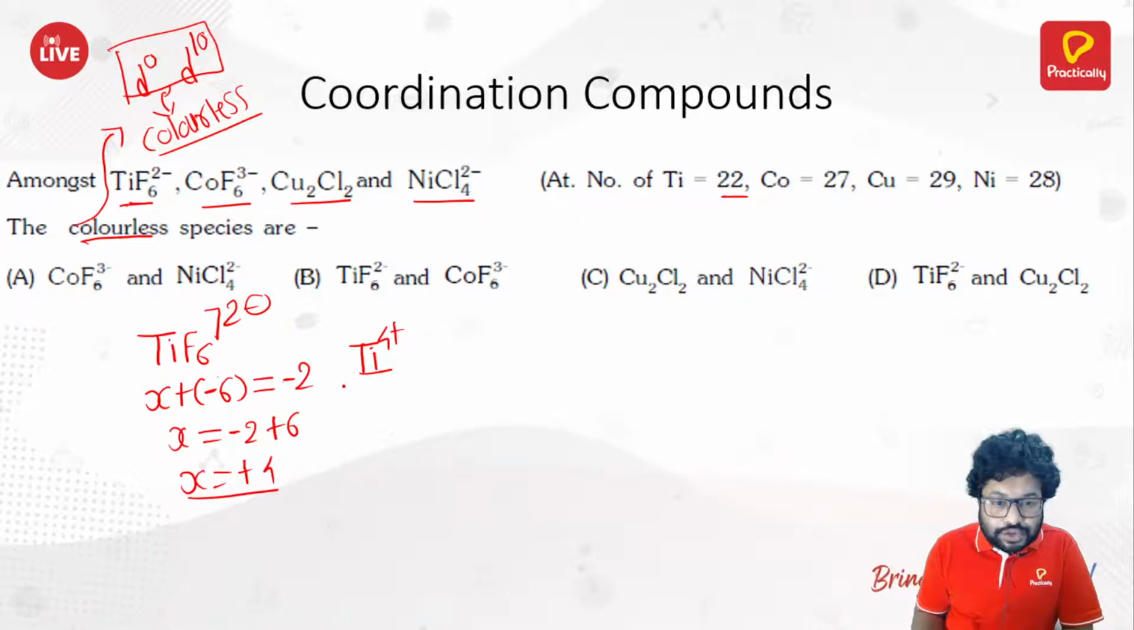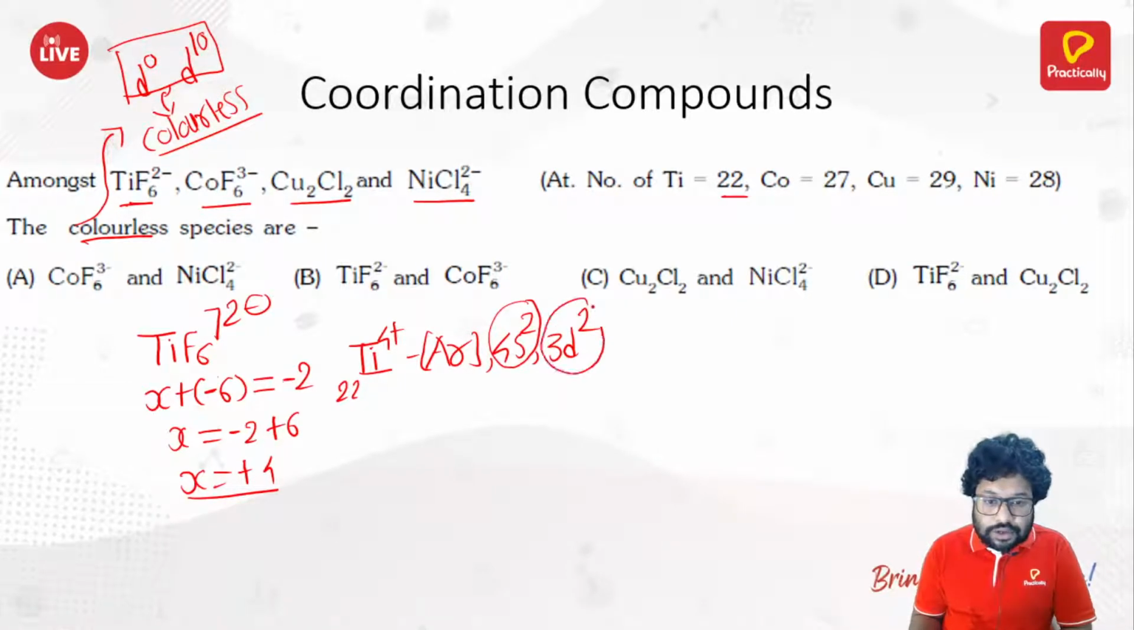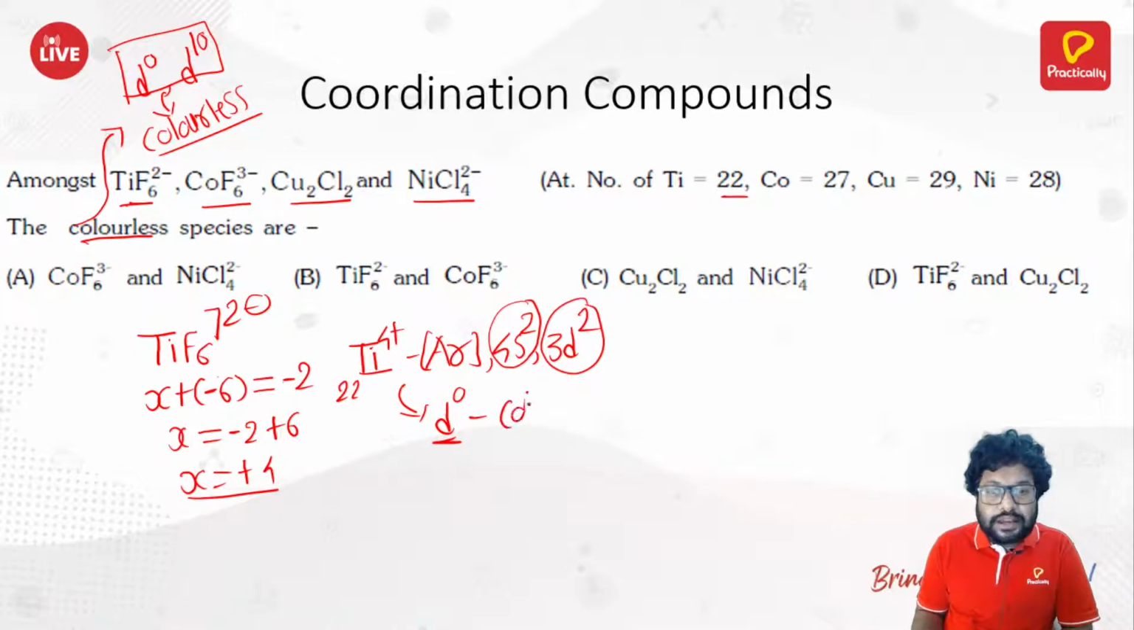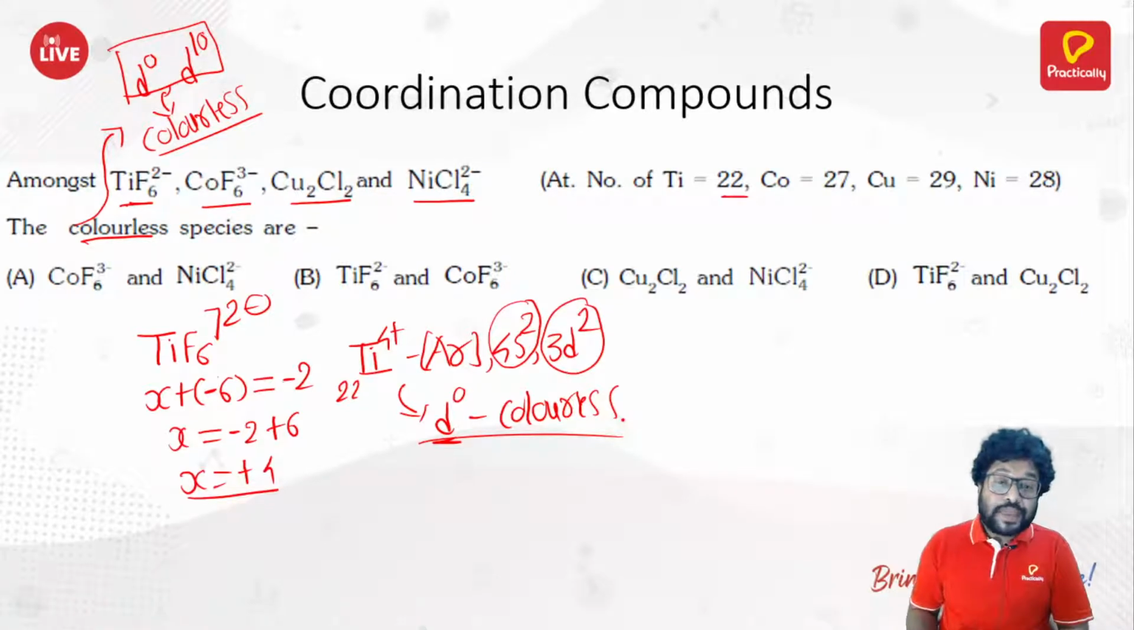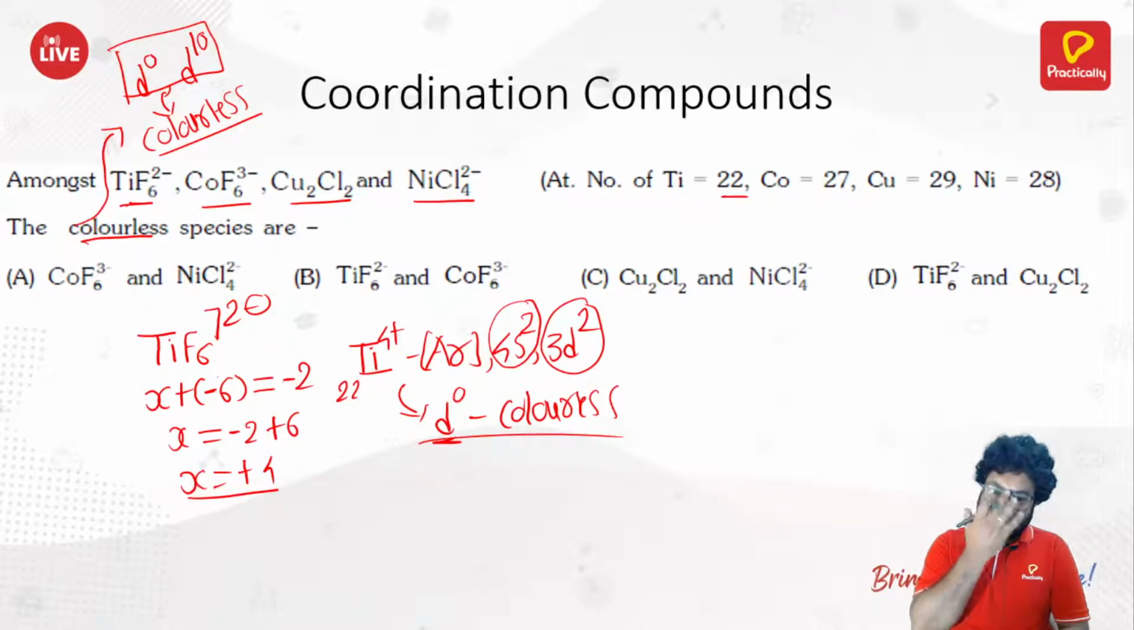The atomic number of titanium is 22, so its electronic configuration is argon 4s2 3d2. For +4, 4 electrons have gone: these 2 electrons have gone, and these 2 electrons have gone. So basically Ti4+ has 0 d electrons, and therefore this has to be colorless. As I told you earlier, for any species to be colorless, it should have 0 d electrons or 10 d electrons. Next is [CoF6]3-.